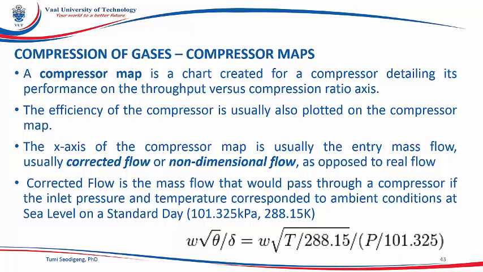Let us now look at compressor maps, which are similar to pump curves that we did during our pump sizing lecture. A compressor map is a chart created for a compressor to show its performance on throughput versus compression ratio axis. In most cases, the efficiency of the compressor is usually also plotted on the compressor map. The x-axis of the compressor map is usually the entry mass flow, usually corrected flow or non-dimensional flow as opposed to the real flow. Corrected flow is the mass flow that would pass through a compressor if the inlet pressure and the temperature corresponded to ambient condition at sea level on a standard day. Basically, this is at standard conditions.